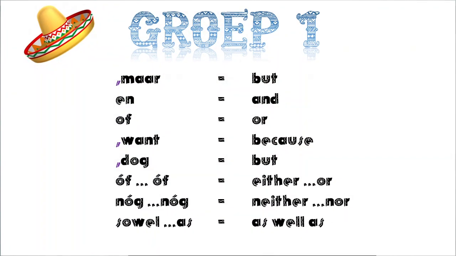In group 1, you will find the following words: maar, en, of, want, toch, of and of, nog en nog, and sowel en as. Those last 3 are for your either or, neither nor, and as well as. Now the important thing to remember about these conjunctions in this group is that you don't have to change anything when you put the 2 sentences together.